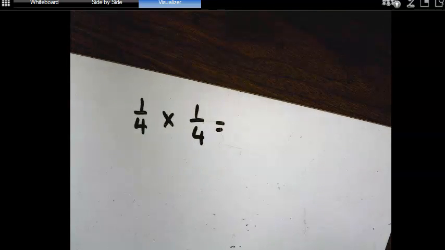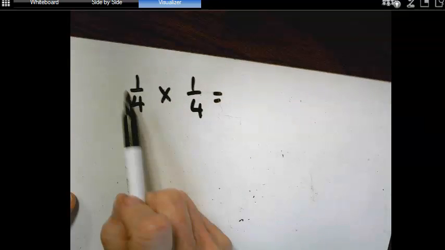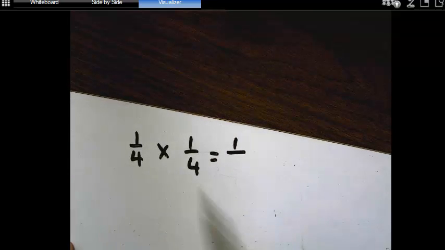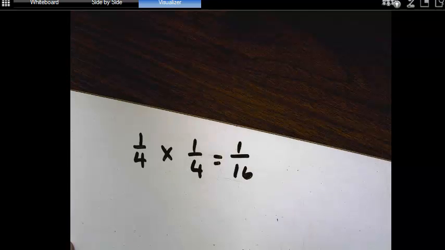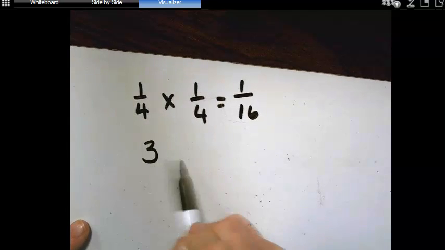Okay, we've already learned how to multiply a fraction times a fraction. We know that we multiply the numerator times the numerator and the denominator times the denominator to get our product. We've also multiplied a whole number times a fraction.